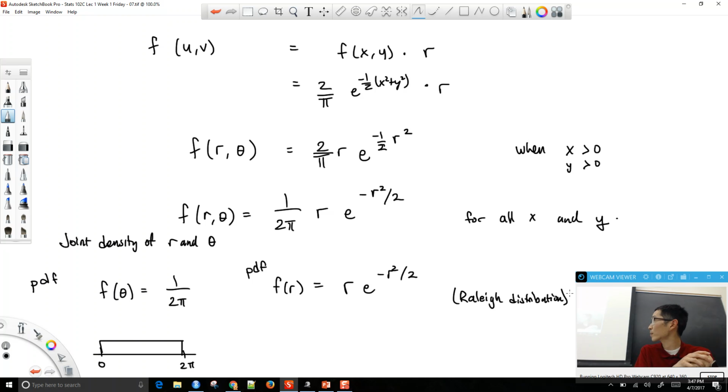Yes? Can you just explain how you went from 2 over pi to 1 over 2 pi? Yeah, because this represents just one of the 4 quadrants. Okay, so technically, I'm always a little bit sloppy in my proofs, so that's why I'm terrible at actual math.